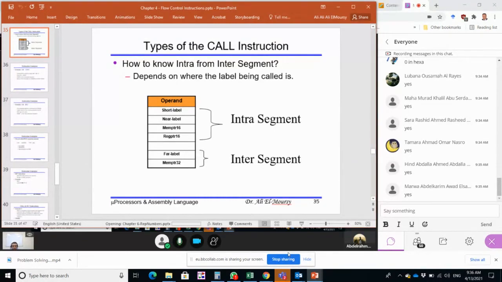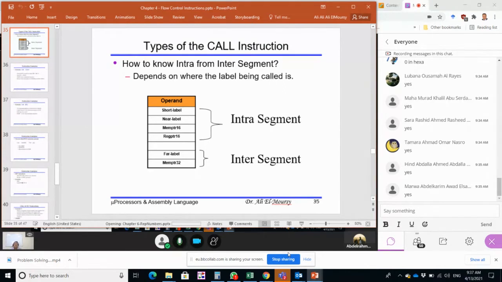Slide number 35, which I'm showing here, represents the addressing modes for the call and return. We have two types of call and return. We have what's called the intra-segment call and return, and we have the inter-segment call and return. Intra-segment, forget about the short label, we are not using it. We have what's called the near label, the memory addressing mode, and the register.